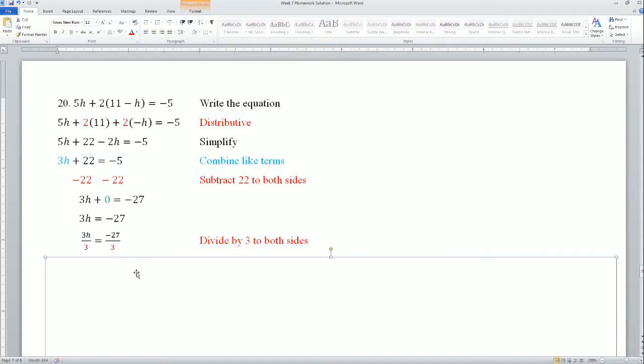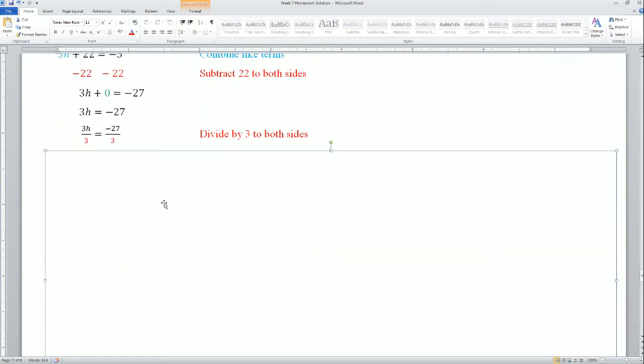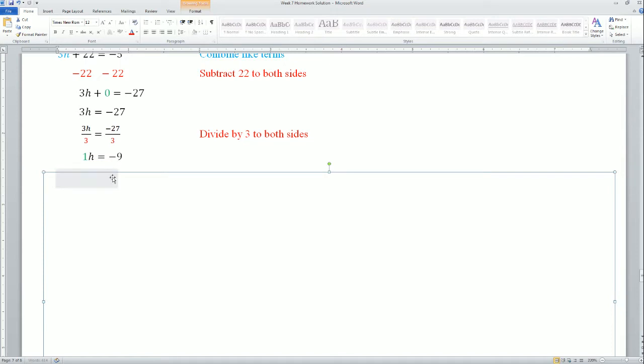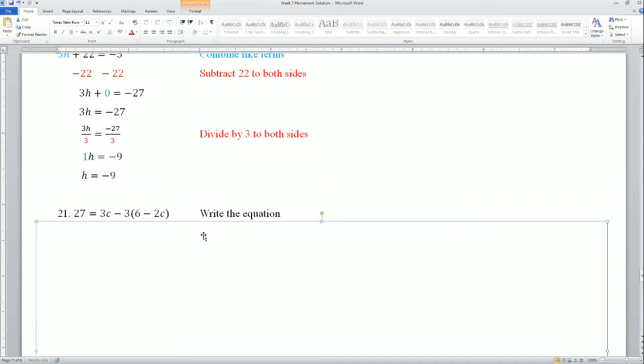Divide 3 to both sides. In that process of dividing 3 to both sides, I have a 3 over 3 just becomes an h, right? 1h. My right hand side, negative 27 divided by 3 is negative 9. Simplifies into just h equals negative 9.